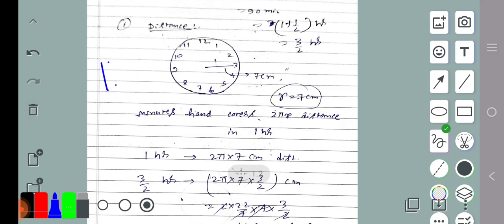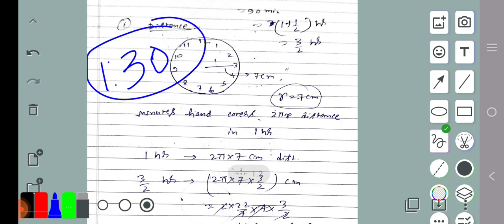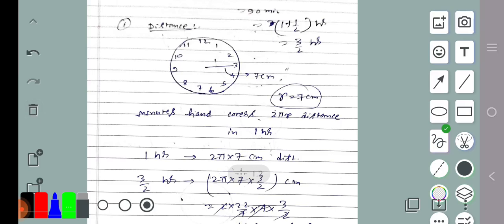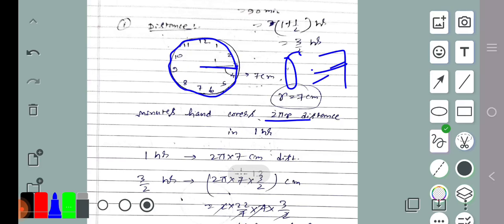6 to 7:30 means total how much time? 1 hour 30 minutes. 1 hour 30 minutes the minute hand has traveled. Whenever the minute hand is traveling 1 hour, whenever the minute hand is traveling a full circle, that means it has already covered 2 pi r distance. Now if we are going by the unitary rule, in 1 hour it is covering 2 pi r. Here r is the radius, the length of the minute hand, 7, so radius is here 7.